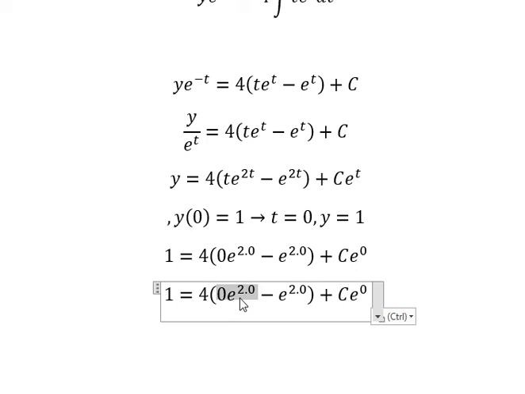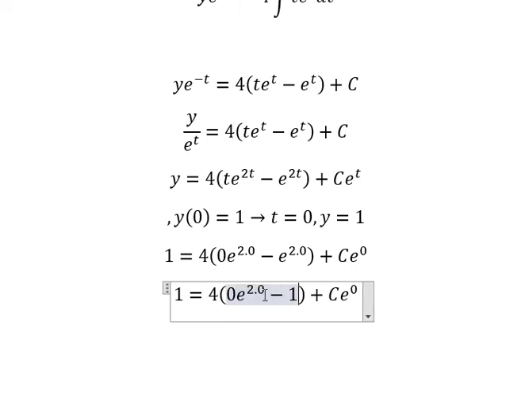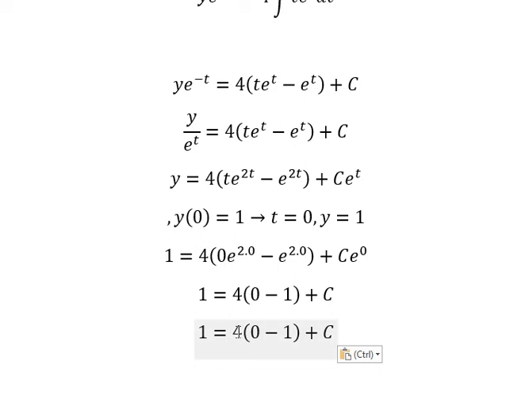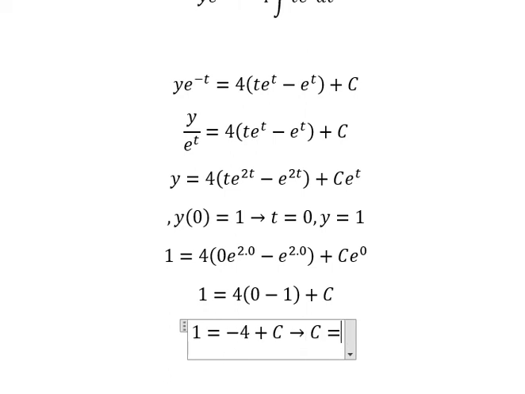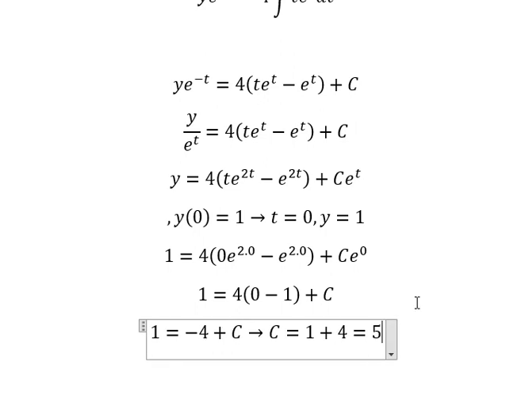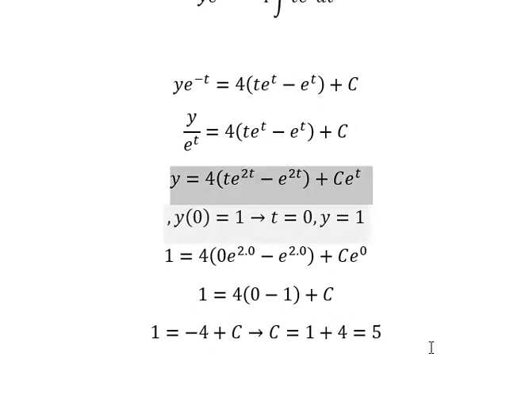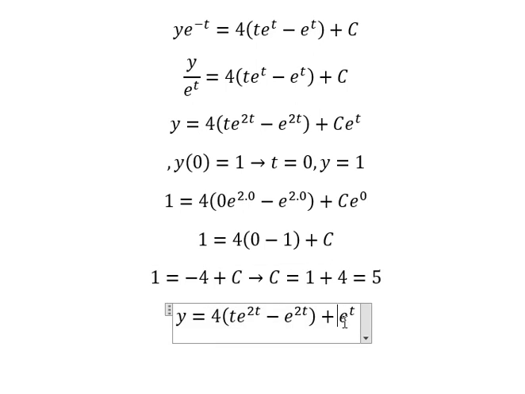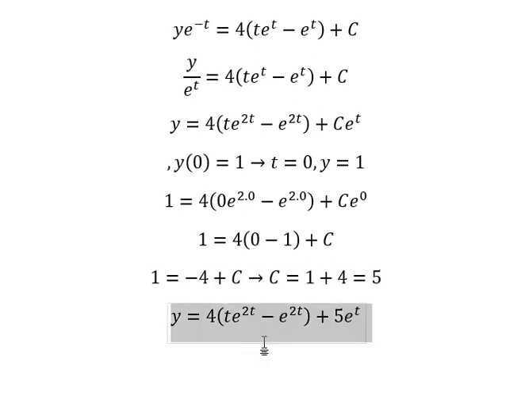This one you get 0. This one you get 1. This one you get 1. So if we simplify, we have negative 4. So I will move negative 4 to the left, and we have c equals 1 plus 4, equals 5. So I will put 5 in here, and this is the final answer.